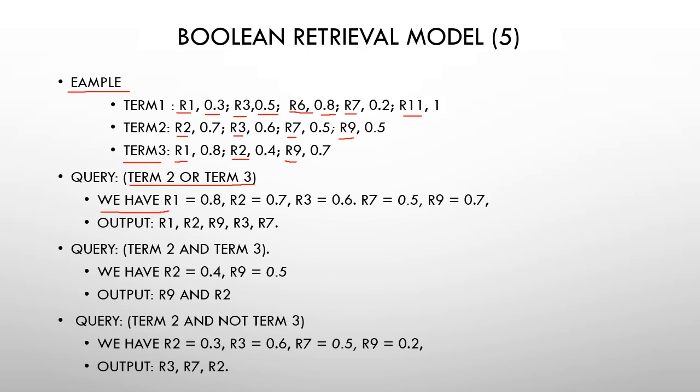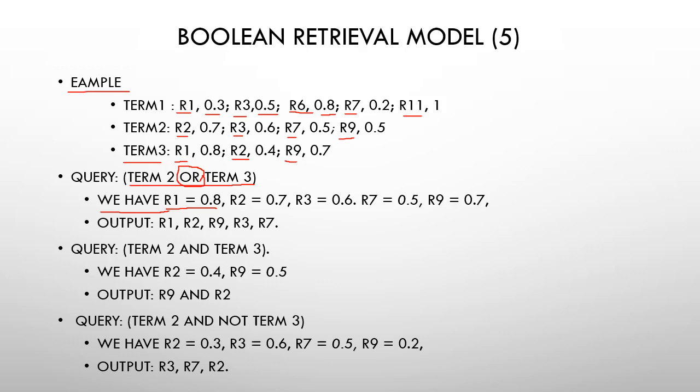Now we have from R1. Remember that our query is using an operator OR, which means that we will take the higher weight. Okay, term 2 or term 3, term 2 appears in document R1. So term 2 or term 3 appears in document R1, which is the term 3, and the weight is 0.8. So we record here R1, the weight is 0.8.